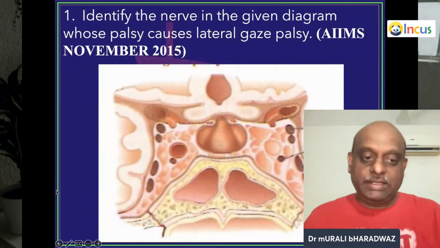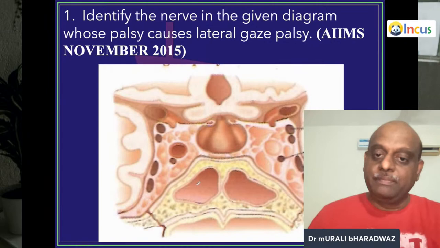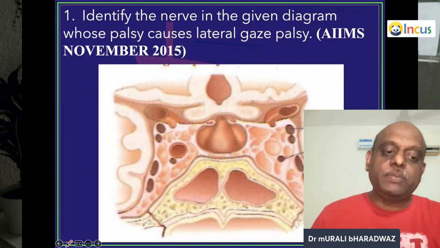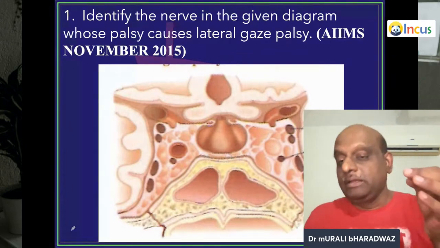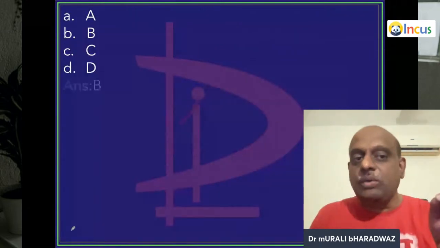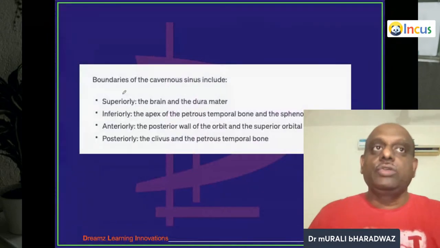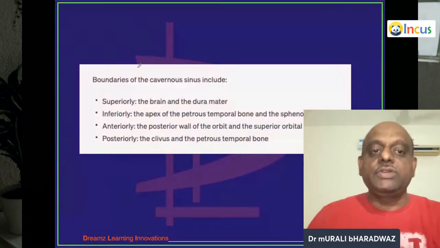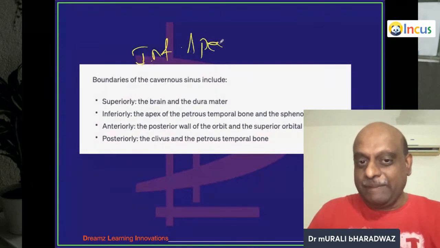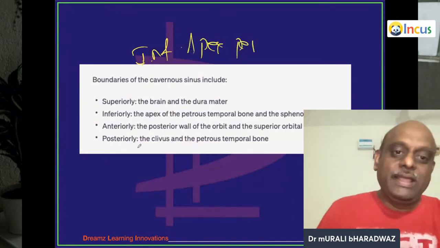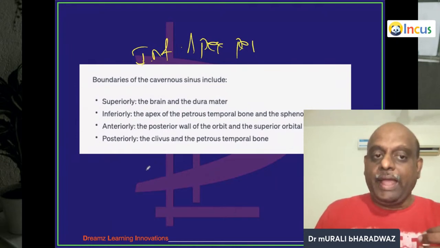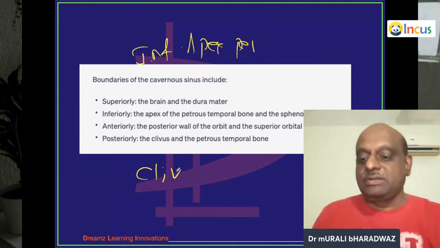Now, what is the structure that you are seeing which can lead to lateral gaze palsy? So you know that lateral gaze palsy basically is abducens, and in the cavernous sinus, how does the abducens pass? So if you look at the boundaries of the cavernous sinus, doctor, inferiorly it is the apex of the petrous part of temporal bone, anteriorly the posterior wall of the orbit and superior orbital fissure, and posteriorly it is the clivus.